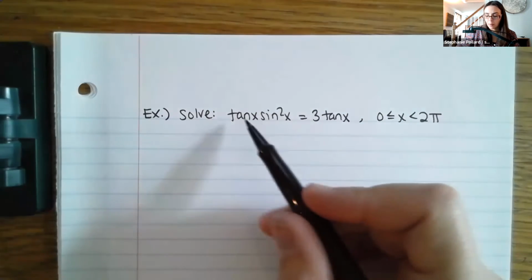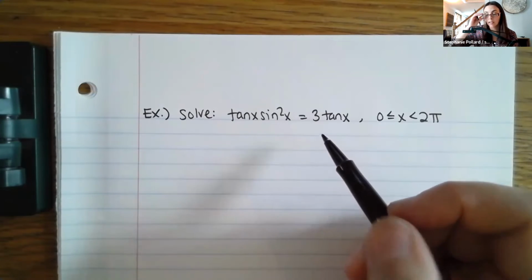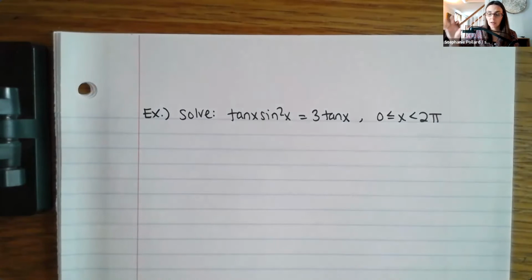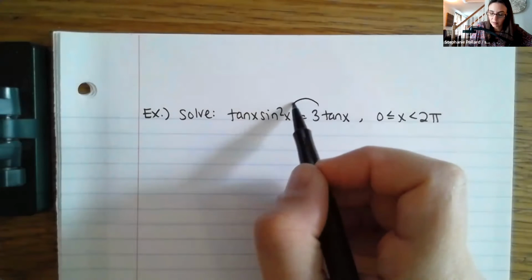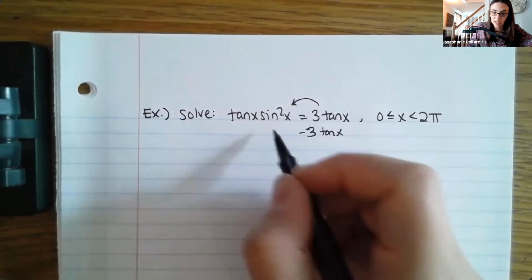You cannot divide both sides by tan x. That's a technique that a lot of students try to do. They try to divide both sides by an x or something with an x, and it just doesn't work. You end up losing solutions. So what you want to do instead is bring everything to one side. So I'm going to subtract that 3 tangent x to one side.